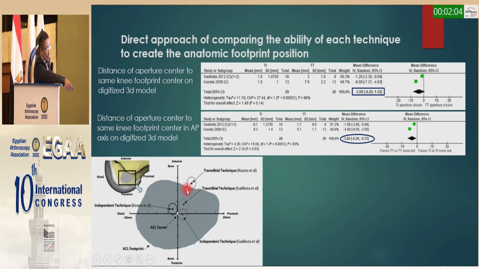So we have distance which is diagonal from the aperture position to the center of the footprint, or this distance measured in one of the two axes, here in the anteroposterior axis. We found that there was a significant difference, but with minimal mean difference, which is 3.3 millimeters.